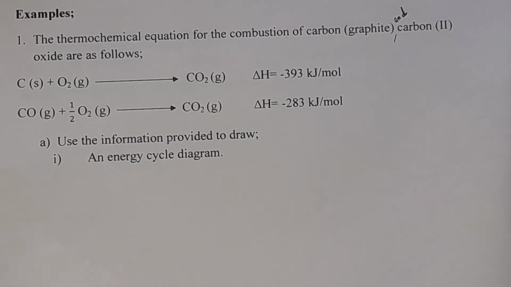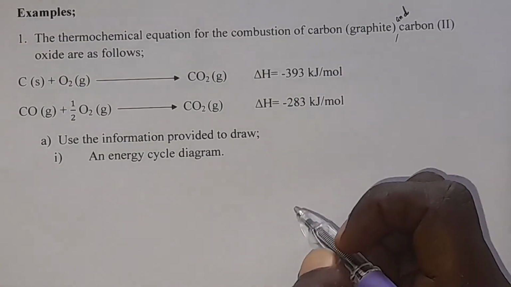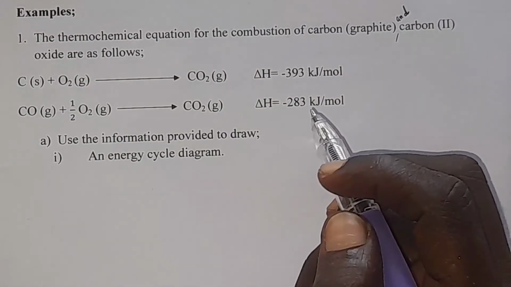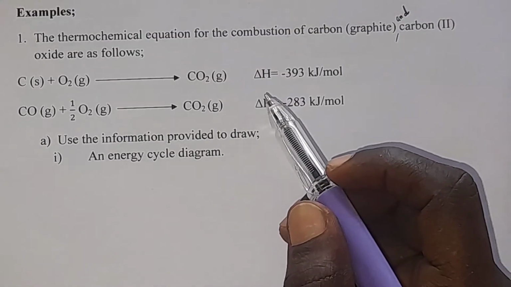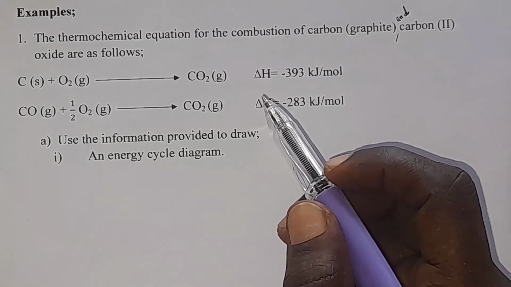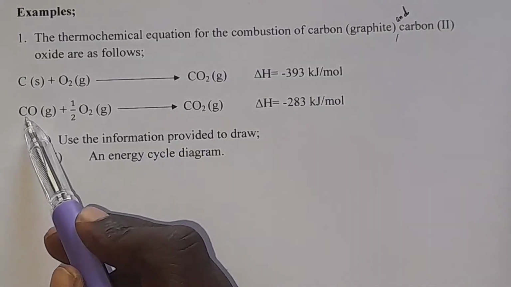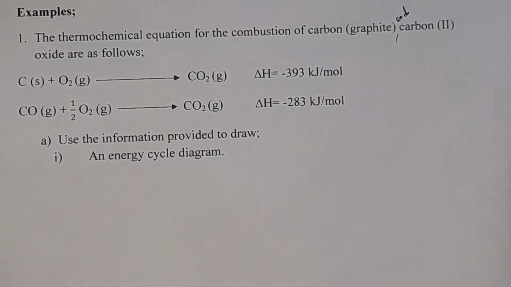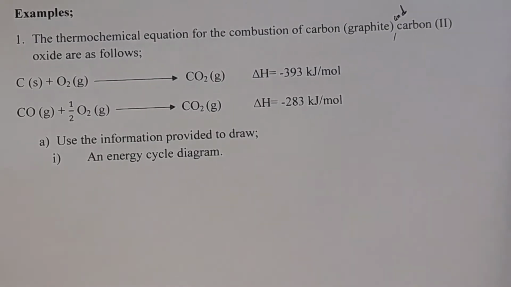So to start, when you are told to draw the energy cycle diagram, you are supposed to know something called, first of all, standard enthalpy of formation. What is standard enthalpy of formation? This is the heat change when 1 mole of a substance is formed from its constituent elements in their standard state. Like in our case, we are supposed to have the formation of carbon monoxide, the reaction that produces carbon monoxide.